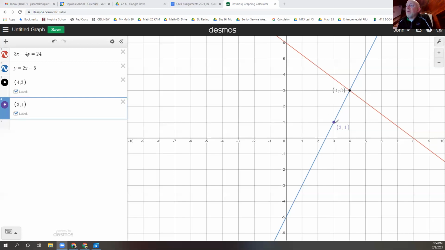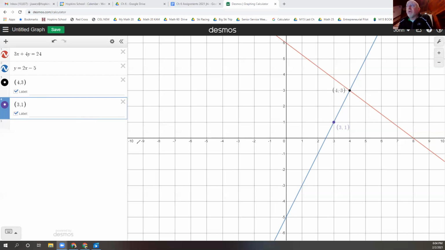Now also I have labeled here another point, 3, 1. It's a point on the blue line. It's a point on y equals 2x minus 5, but not a point on the red line, 3x plus 4y equals 24. So I just want to check algebraically the 4, 3 value.